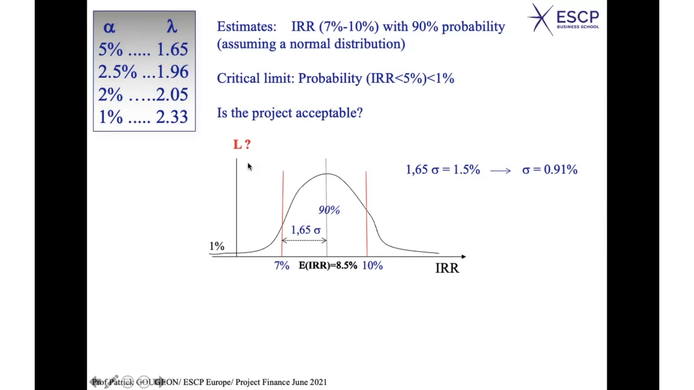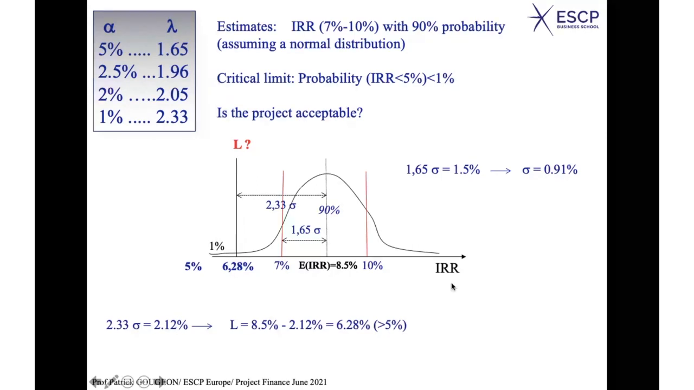So, what is the value of this limit? If you take 1%, you see it's 2.33. In other words, the distance between the mean and the limit would be 2.33 times the standard deviation, which is 0.91. In other words, you would find 6.28. If you have a distribution with a mean of 8.5% and a standard deviation of 0.91, it means that you have 1% probability to be below 6.28.